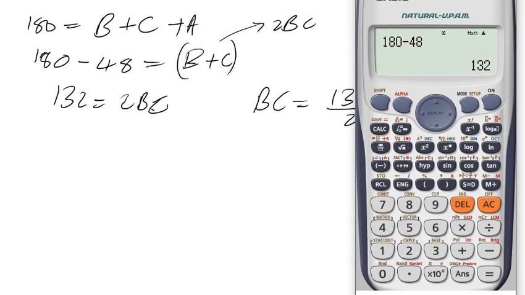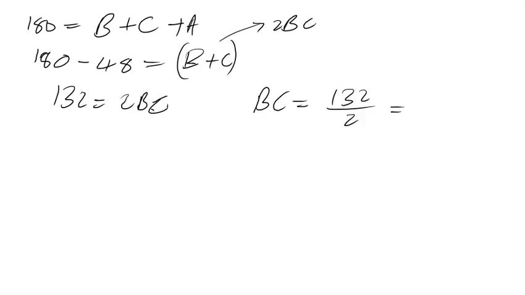What did you get when you divided by 2? Isn't it 66, sir? Yeah, 66. Just write it, 66 degrees, okay? So that will be your B, the whole of B and the whole of C. So C is equal to B.